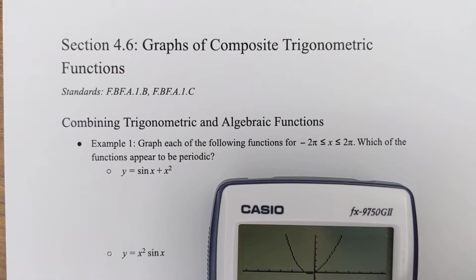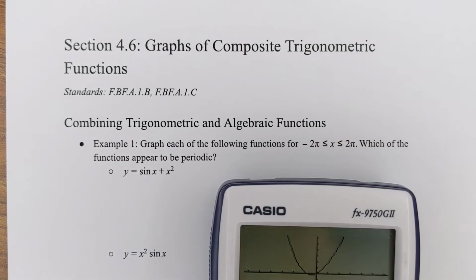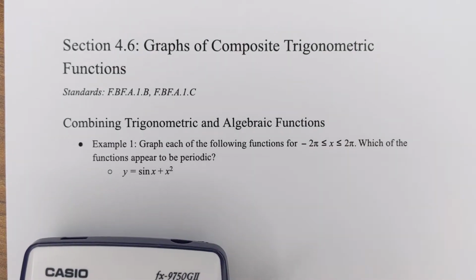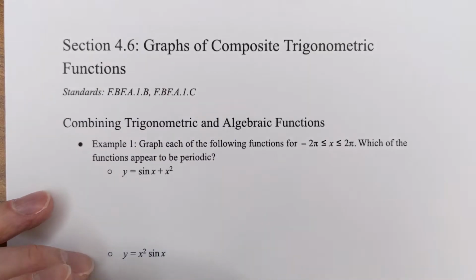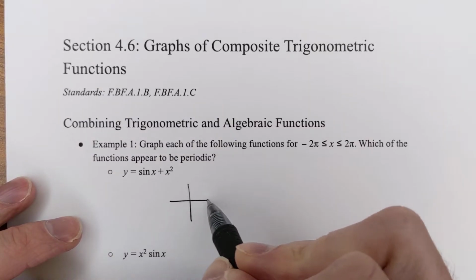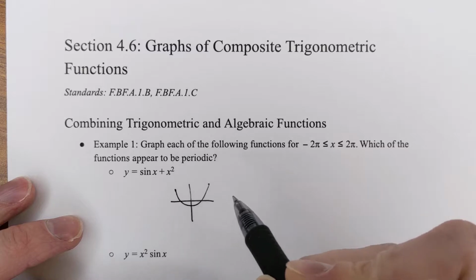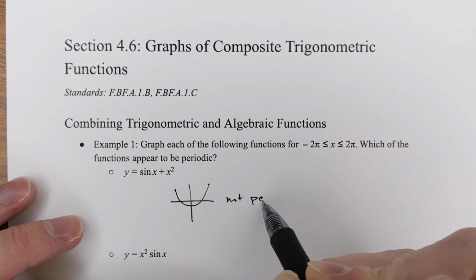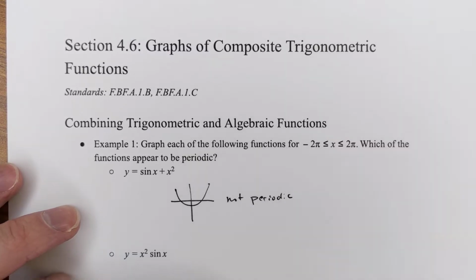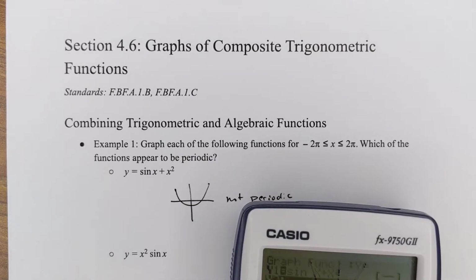The hash mark is still 1, so 1, 2, 3, 4, 5, 6. So this function is not a periodic function. There's no repeating pattern. This one looks almost something like a parabola. All right, let's try x squared sine x. So x squared times sine x.